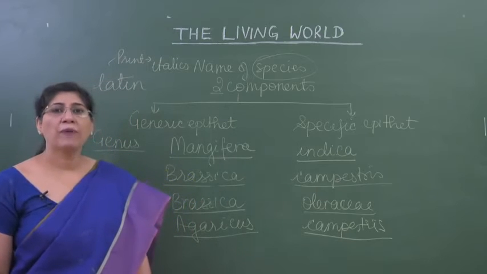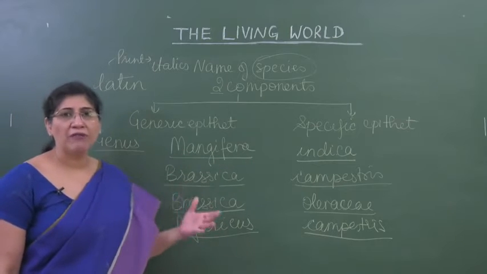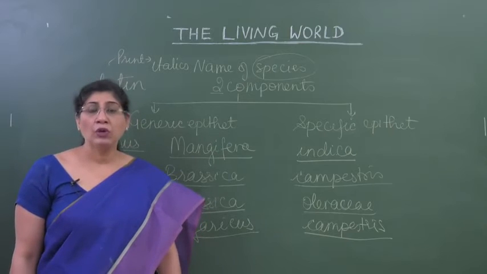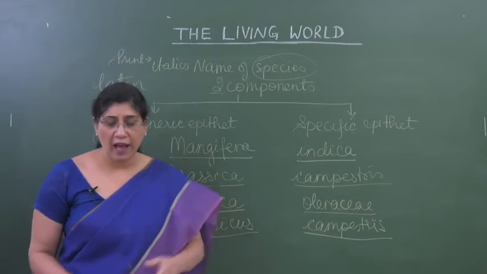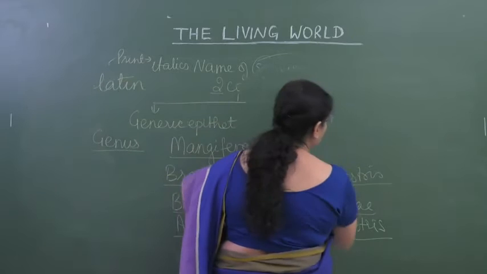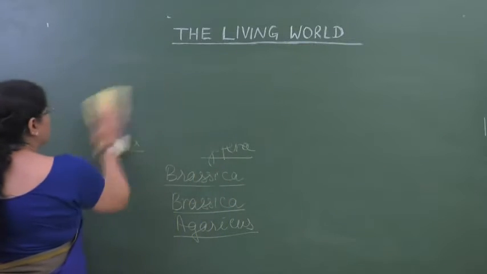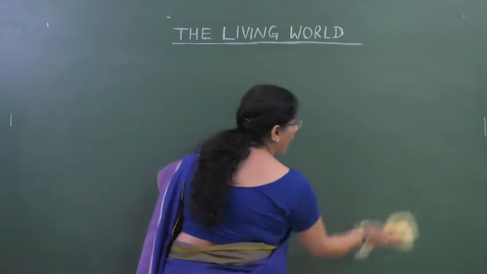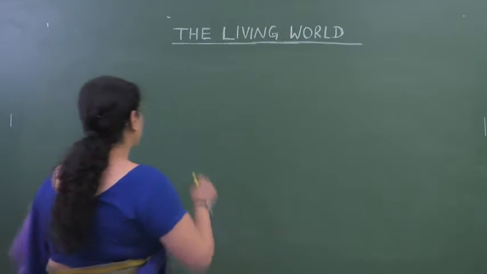Then there is a law of priority. Suppose the same species has been given 2 names by 2 different scientists. The name which is given first and is correct will be therefore accepted.